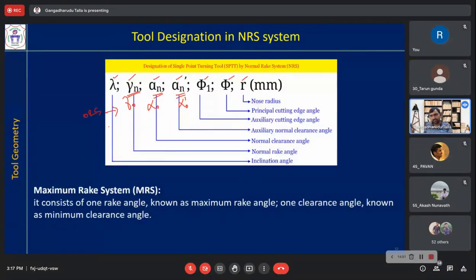ASA is simply to understand the cutting tool geometry. Very simple to understand ASA.